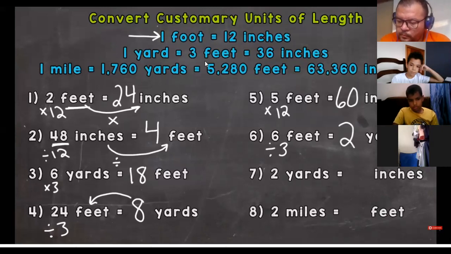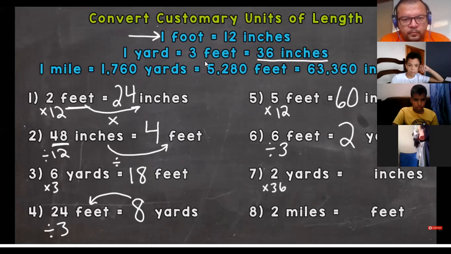2 yards equals how many inches? Well, if we take a look up here at the top, 1 yard is 36 inches, which is the same as 3 feet. So we need to do 2 times 36, 2 groups of 36. And if you think of it, a yardstick is 36 inches. So we have 2 of those. So 2 times 36, which is 72 inches.